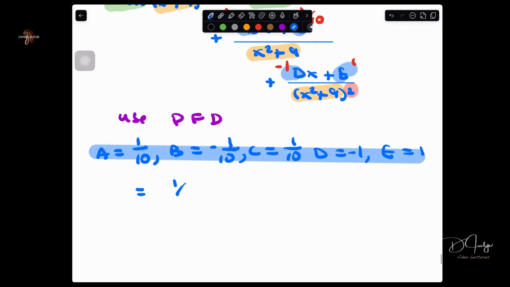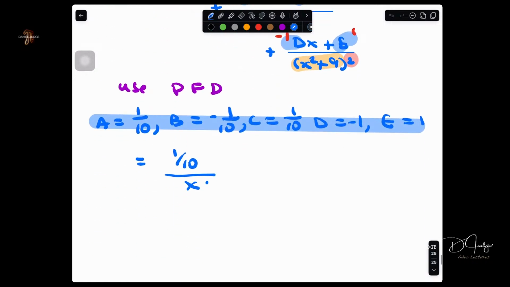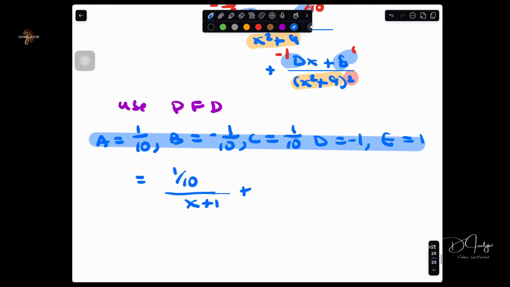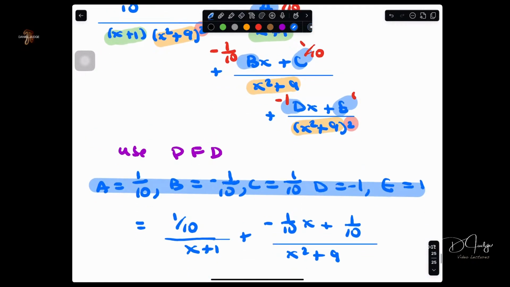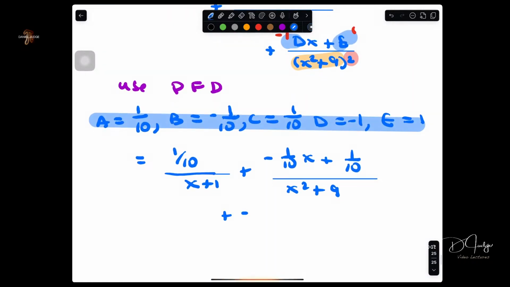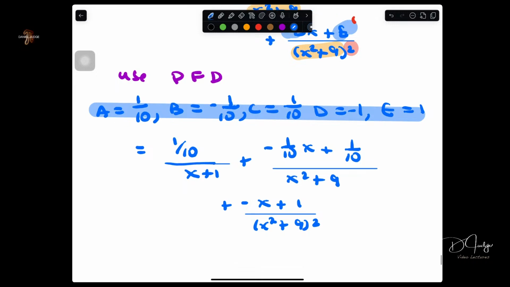So we get 1/10 over x plus 1 plus negative 1/10 x plus 1/10 over x squared plus 9. And then you get plus negative x plus 1 over x squared plus 9 squared.